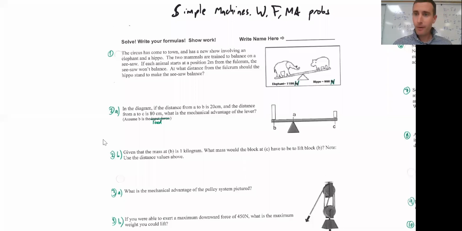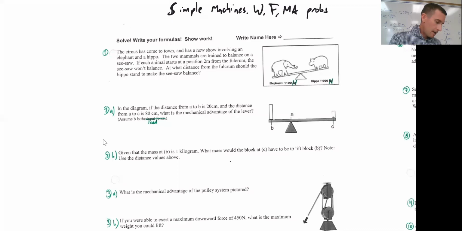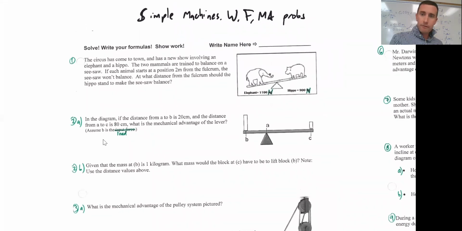All right, welcome back. So this week we are going to be doing some practice problems with simple machines, work, force, and mechanical advantage. These will be great for getting you all prepped so that you know how to do these problems for your Rube Goldberg machine and for a quiz that we have coming up on work, force, and mechanical advantage and simple machines. So let's start by jumping in, and we're going to do a few of these little practice problems.